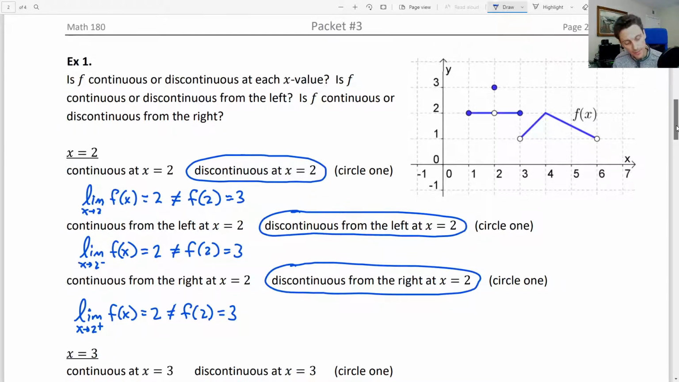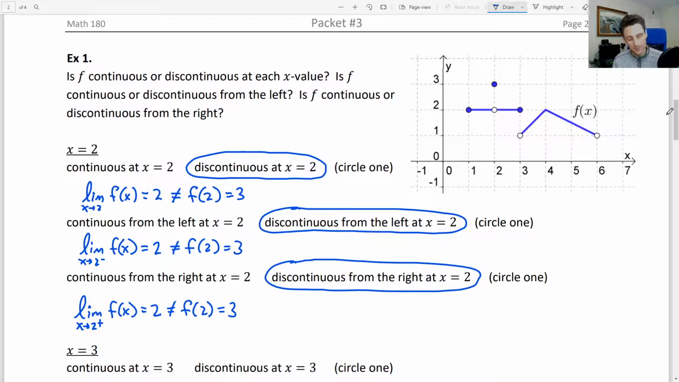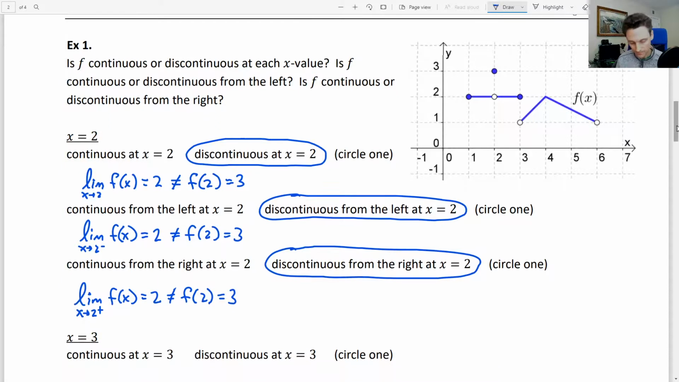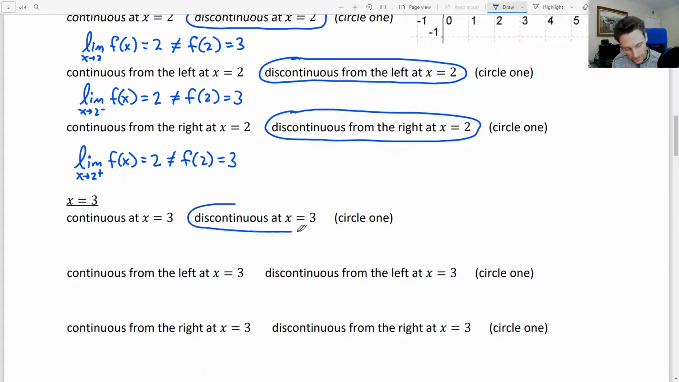What reason could you give for it being discontinuous at x equals 3? If you said the limit does not exist as you approach x equals 3, then that would be correct. If you look at the left-hand limit, it's 2. If you look at the right-hand limit, it's 1. And those are not the same thing. And so the regular limit as x approaches 3 does not exist. Let's write that reason out. Discontinuous at x equals 3 because the limit as x approaches 3 does not exist. The left and the right-hand limits don't agree.